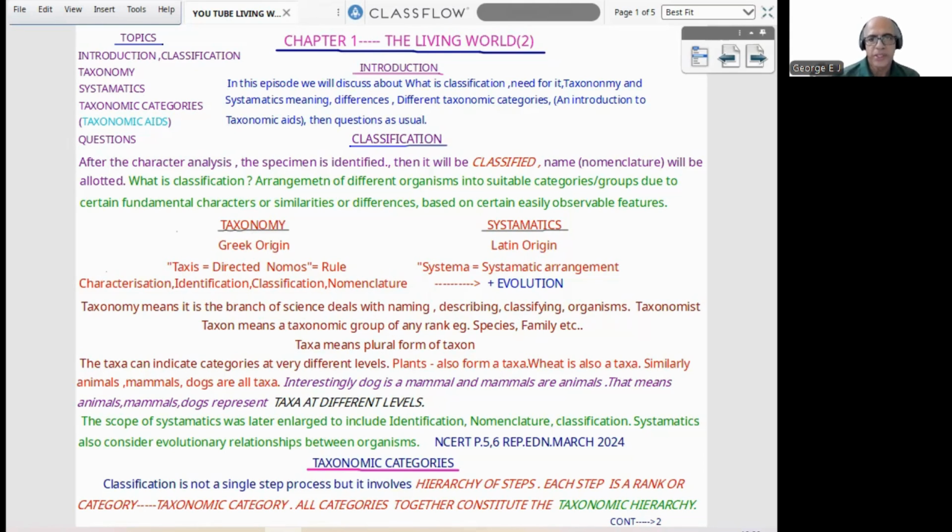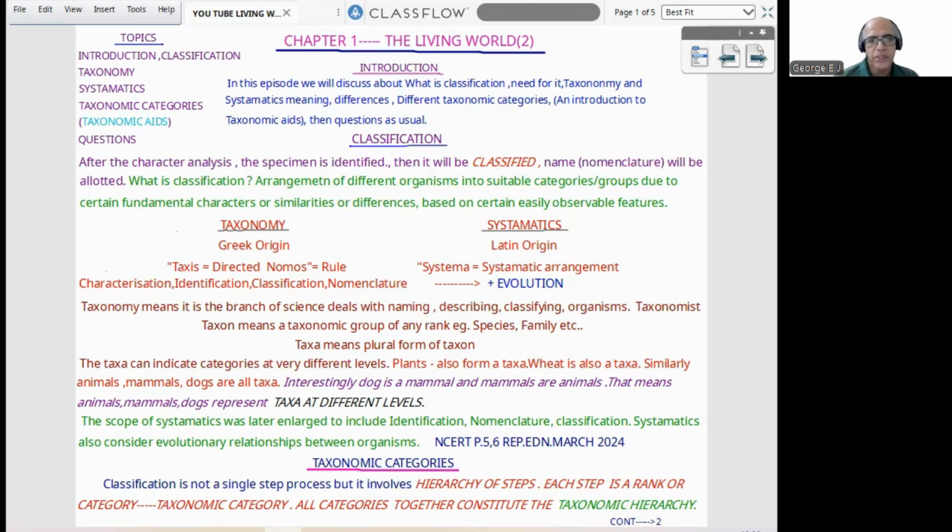Here I told you what is classification, what is the need for it, what are taxonomy and systematics, what is the meaning, what are the differences, then different taxonomic categories, then an introduction to taxonomic aids, then questions as usual, 5+5 with the key. So we can start with classification. After the character analysis, suppose we got a specimen, we'll be analyzing the characters. Based on the characters, we will identify the specimen. Then it will be classified and nomenclature will be allotted. This is the usual procedure.